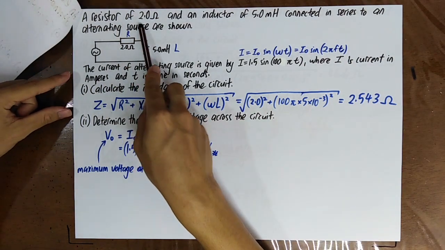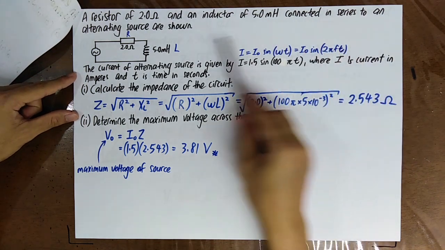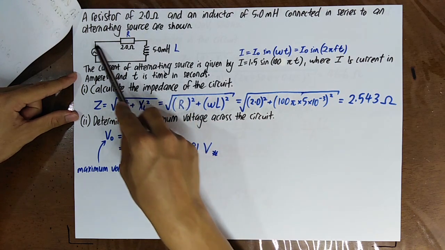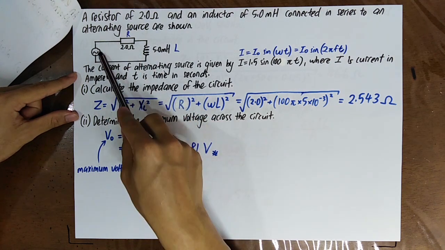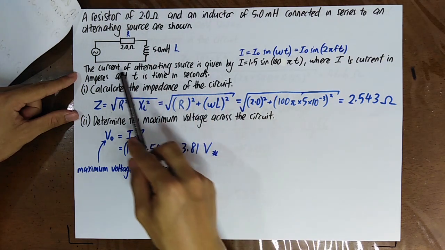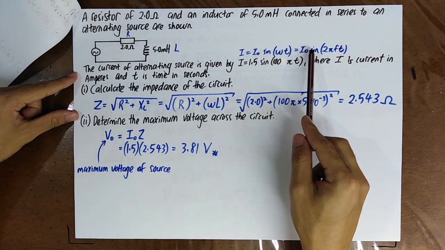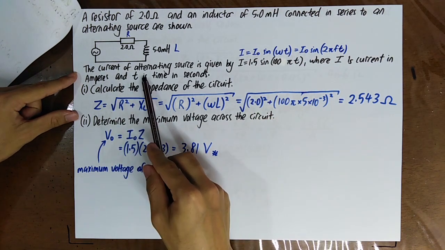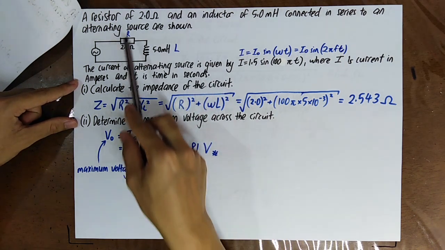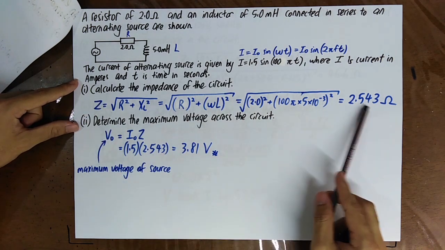A resistor of 2 ohm and an inductor of 5 mH connected in series to an alternating source are shown. So this is the supply, this is the voltage supply, this is the resistor, and this is the inductor. And then the current is like this, I equal to I0 sine omega t, where I is in amperes and t is in seconds. Please calculate the impedance of the RL series circuit. Then you can get the answer.